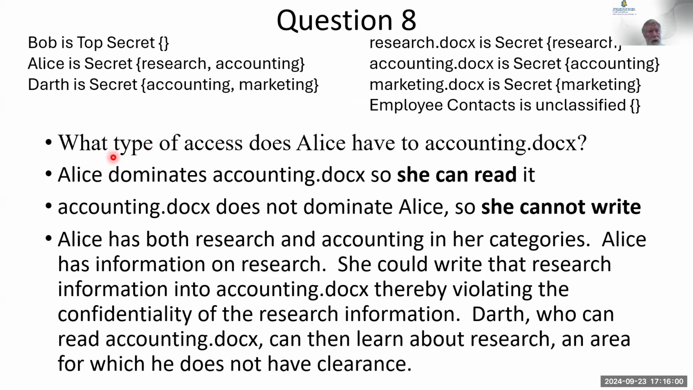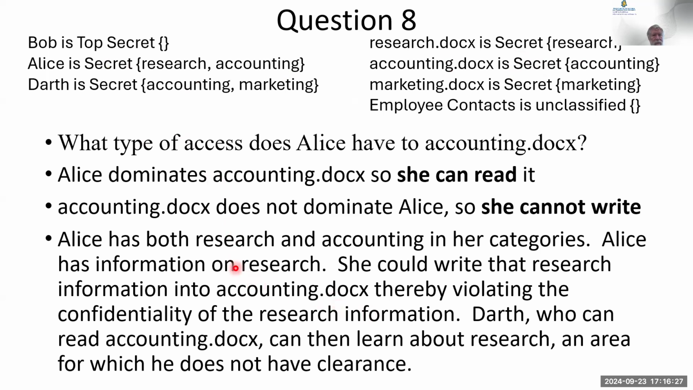What does that mean? Let's talk about Alice trying to access the accounting doc. Here's Alice, the secret with research and accounting. She's got accounting in there, so she dominates. At the same level, she can dominate that, so she can read accounting. But the accounting doc does not dominate Alice, so she cannot write it.